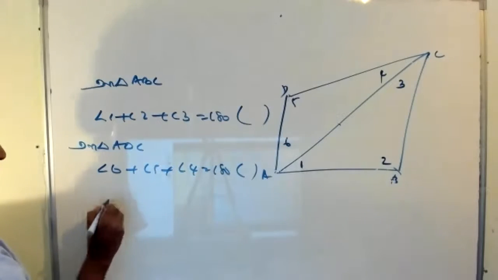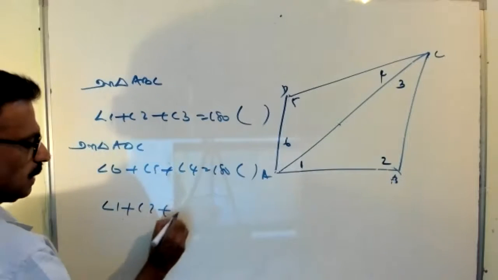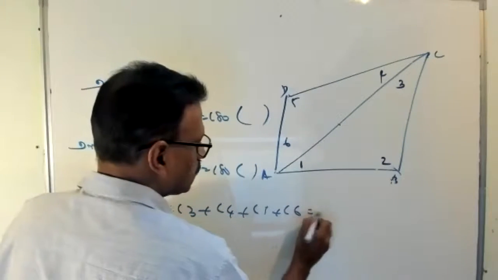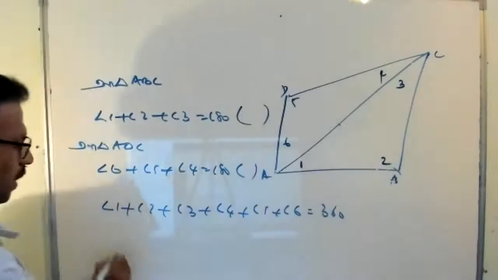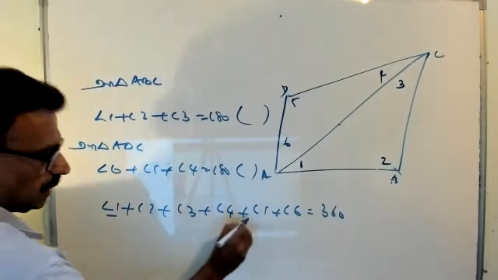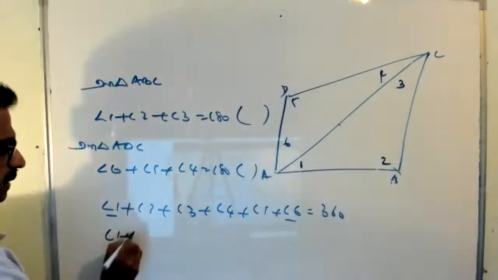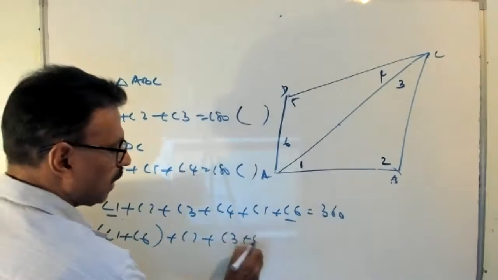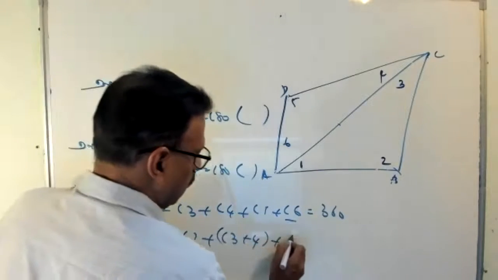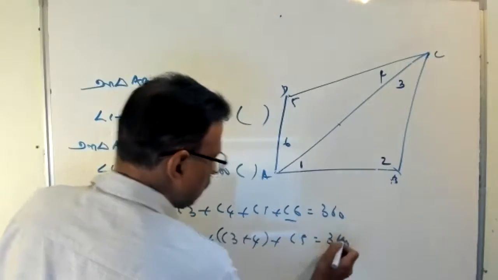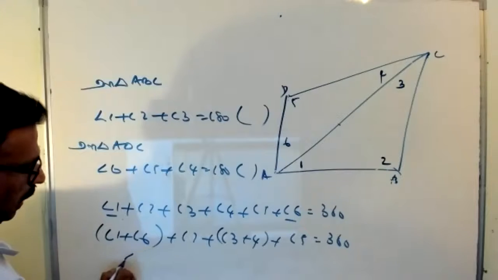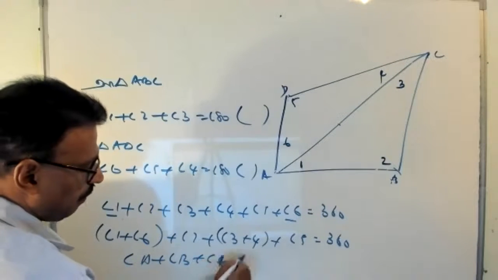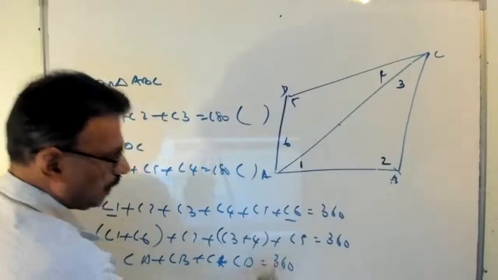Add them. Angle 1 plus angle 2 plus angle 3 plus angle 4 plus angle 5 plus angle 6 equal to 360. Okay, 1 and 6 together I wrote: angle 1 plus angle 6 together, plus angle 2, plus angle 3 plus angle 4 together, plus angle 5 equal to 360. So angle A, angle B, angle C, angle D sum to 360. Okay, copy this one.